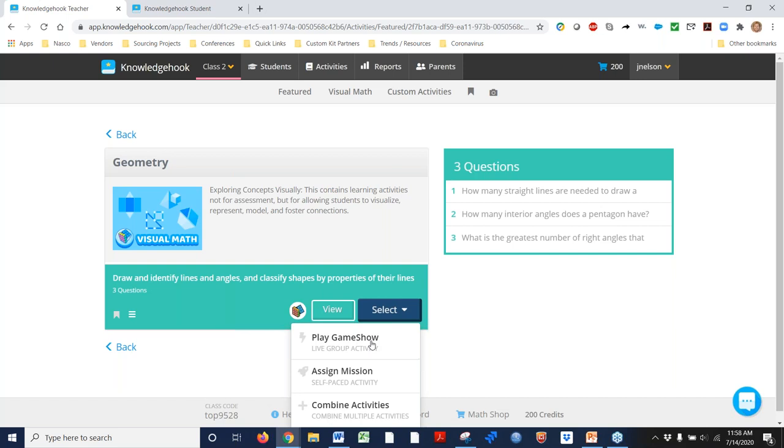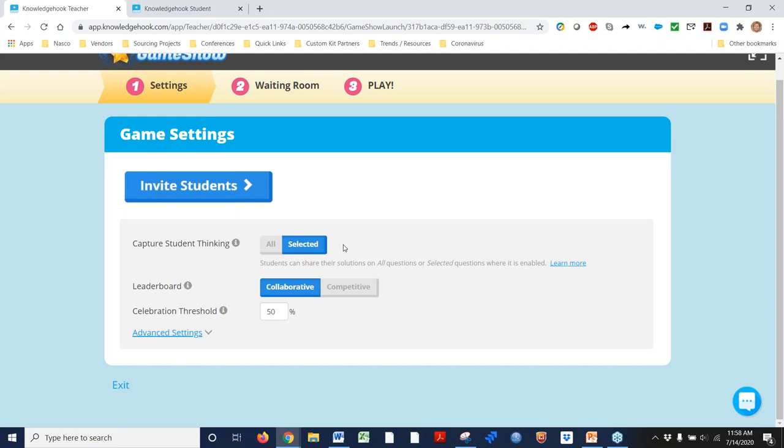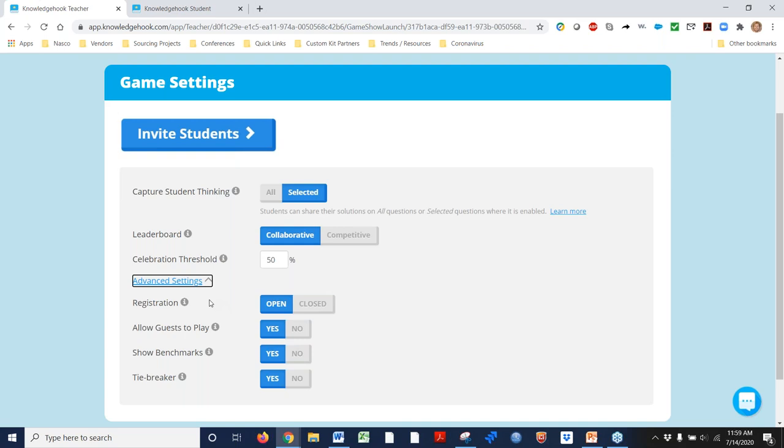But we're going to play a game show. This is setting up a game show where students can start to think. We want to select capture critical thinking, yes. We want it to be collaborative or competitive. Let's do competitive, or actually no, let's do collaborative as a team. I want to see as a class, we're making at least 50% of the students making it. If we want to change that, we can change it up to 75. It depends what your benchmarks are. There's also open settings here too. Registration open means anybody can join, or you can close it to outsiders.